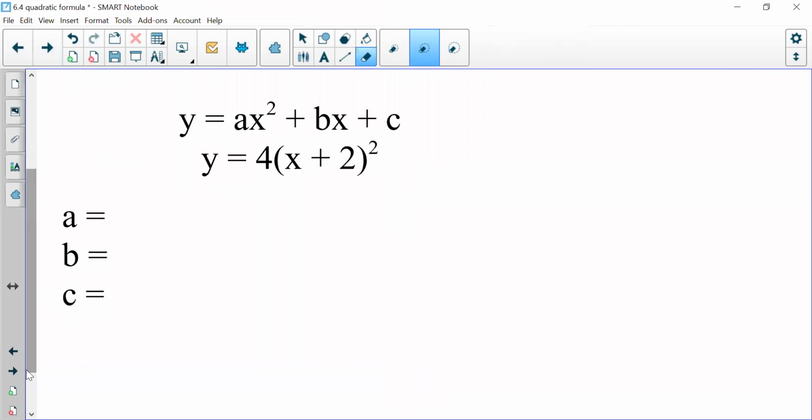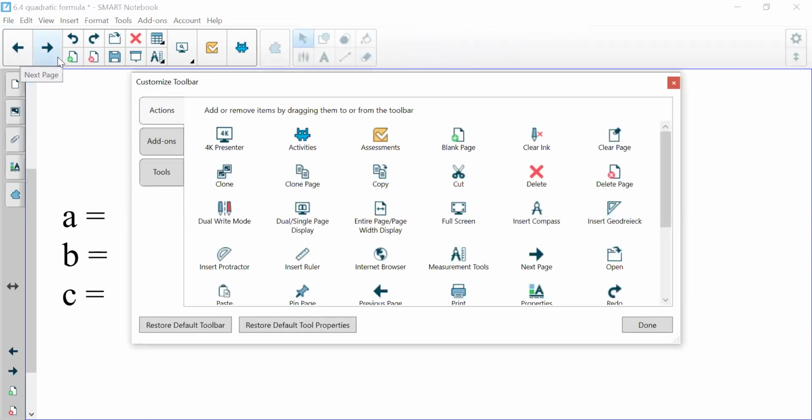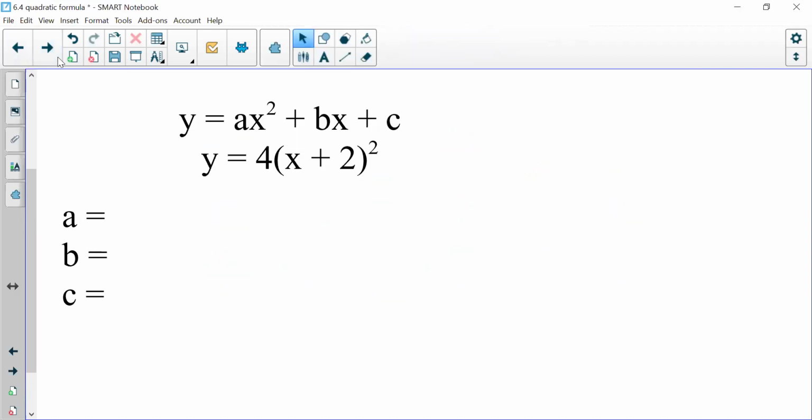Look at this one. How is this one different from what we've looked at in the past? The brackets. Yeah. What form is this in? This form is vertex. But in order to get a, b, and c, what form does it need to be in? Standard. So how do we get from vertex form into standard form? FOIL and combine. But before we do that, let's see if we can already figure this out. Where is the vertex for this parabola? Close. Negative 2, 0. So the vertex of that is negative 2, 0.